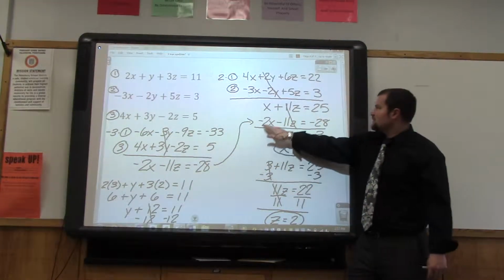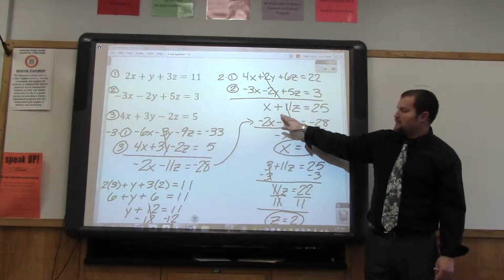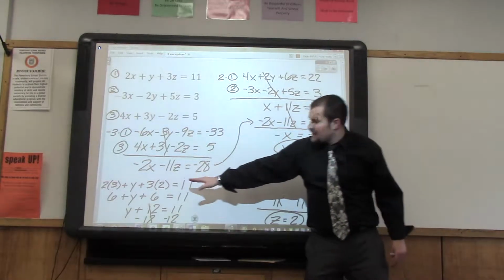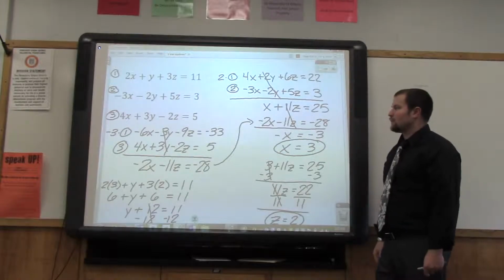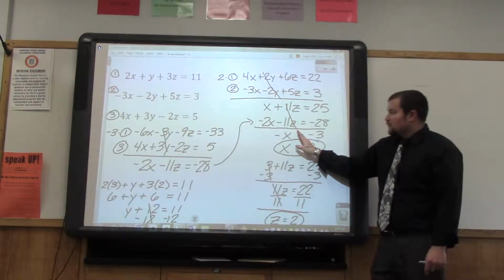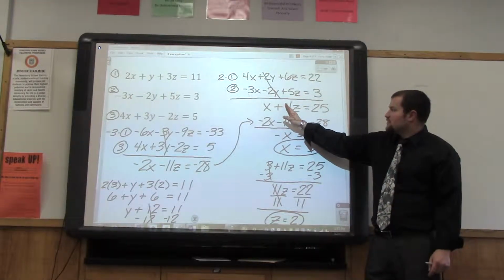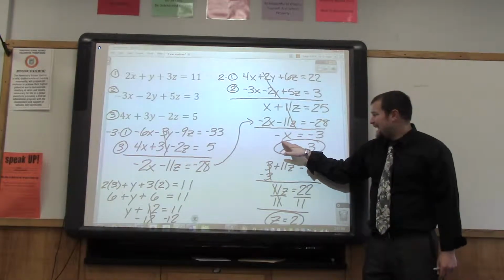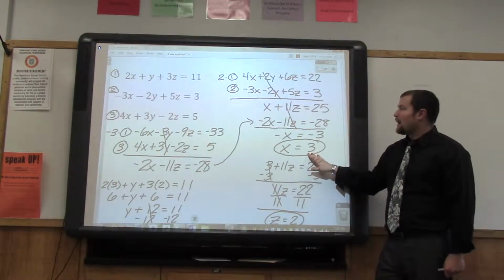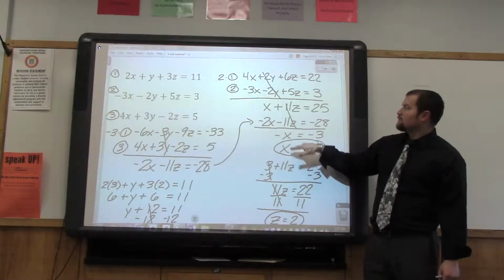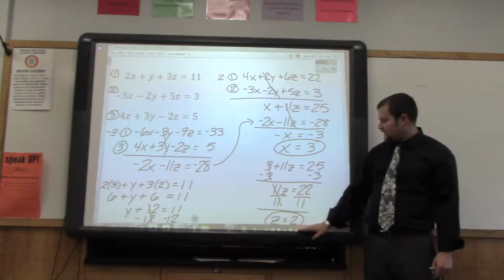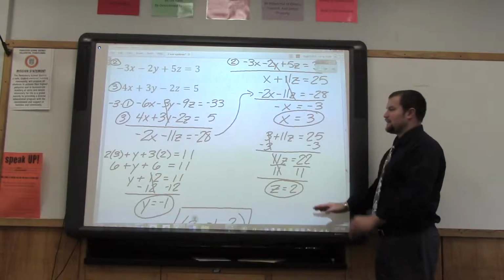So now I have 2 equations in terms of x and z. x plus 11z equals 25, and -2x minus 11z equals -28. Now, notice what happens here. When I combine these 2 equations, my z's actually eliminate, leaving me with x. So now I found x to be +3. This gets plugged back into one of these 2 to solve for z, which I found to be 2.